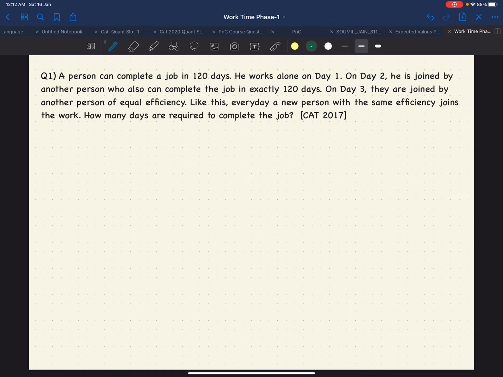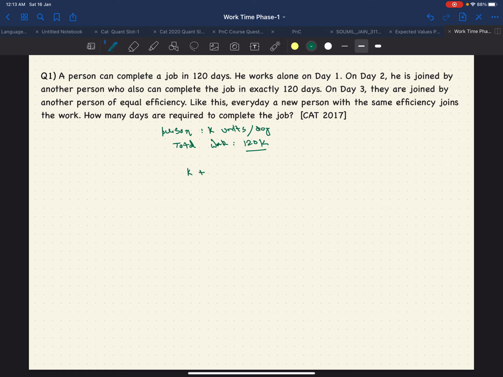Okay, so the first question is a person can complete a job in 120 days. So if the person does k units of work per day, then total work is 120k. Now he works alone on day 1, so he does k on day 1. On day 2 he's joined by another person who can also complete the job in exactly 120 days. So even the second person does k units per day. And on day 3 they are joined by another person of equal efficiency. Like this, every day a new person with the same efficiency joins the work.